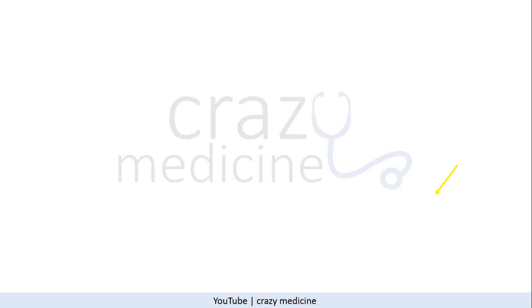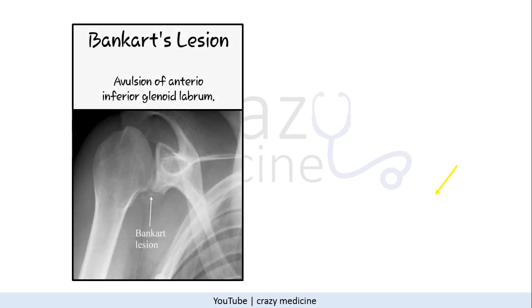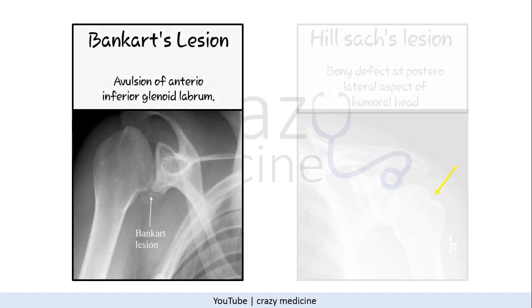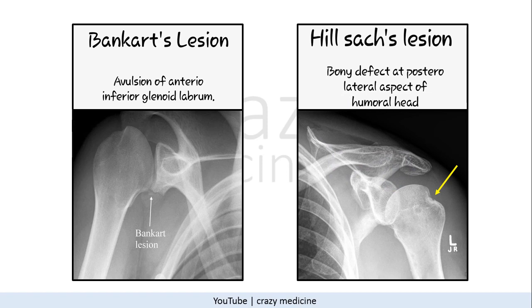The next important image is Bankart's lesion. It is avulsion of the anteroinferior glenoid labrum. Then Hill-Sachs lesion. It is a bony defect at the posterolateral aspect of the humeral head.